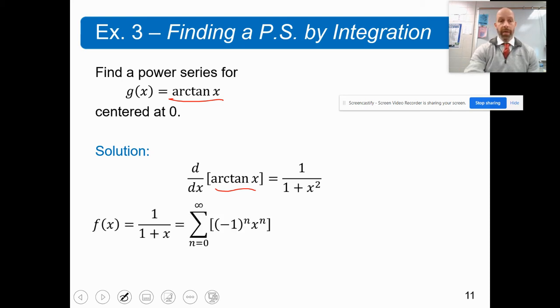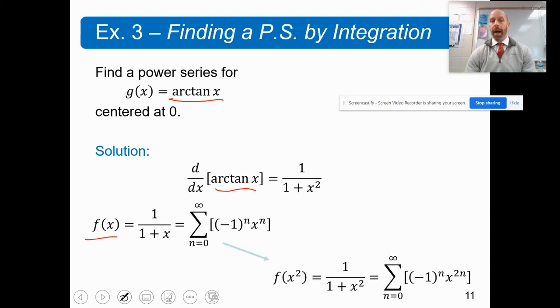Well, we know that if f of x was 1 over 1 plus x, then that is equivalent to the power series negative 1 to the n, x to the n. Actually, we just saw that on the last example. Furthermore, I'm not dealing with just an x in the denominator. Remember, in this problem, I have this x squared. So I can use those properties now, and instead of plugging in x, I'll just plug in an x squared, and then there we go. So that goes back to that second property a few slides back.